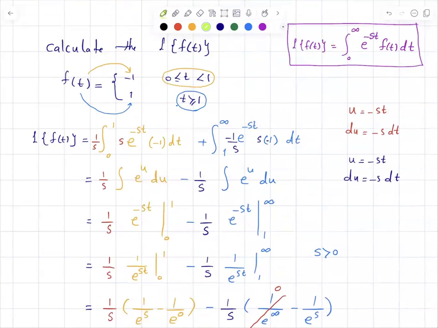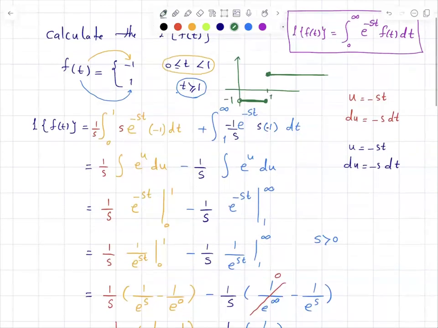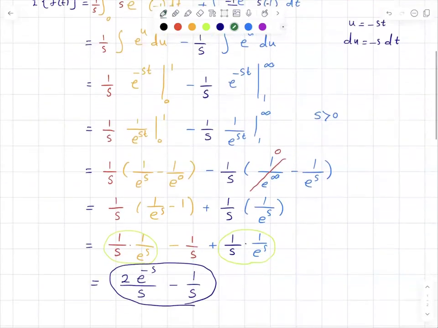We can also visualize this function here as well. So for visualization, between 0 and 1, the function is negative 1. So assume it is here. And then when t is more than 1, here you have 1. The function is 1. So from 1 to infinity, the function continues. So the Laplace transformation of this piecewise defined function after applying the definition of the Laplace method is nothing but 2 e to power negative s divided by s minus 1 over s.